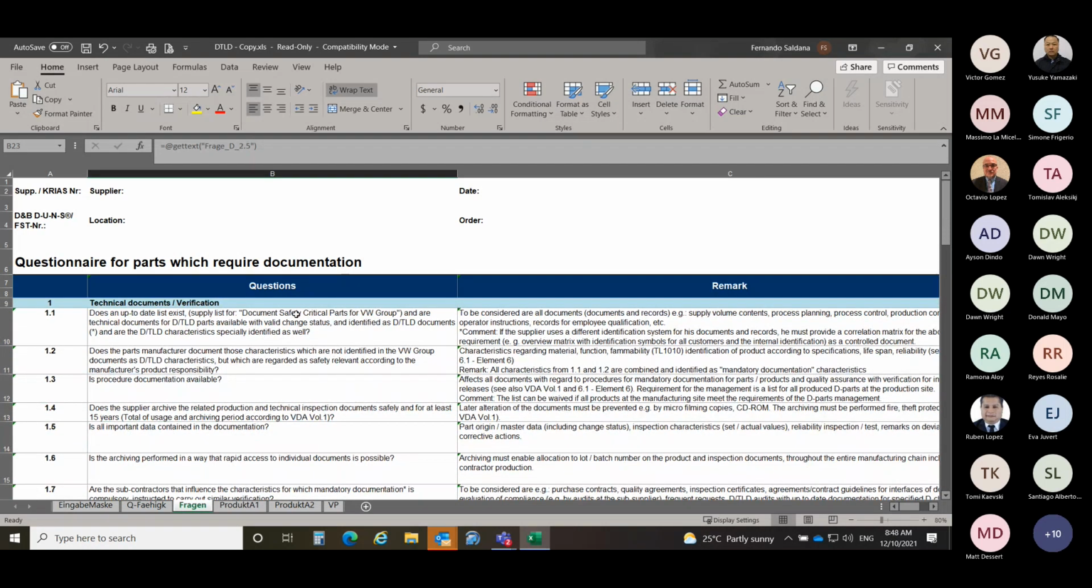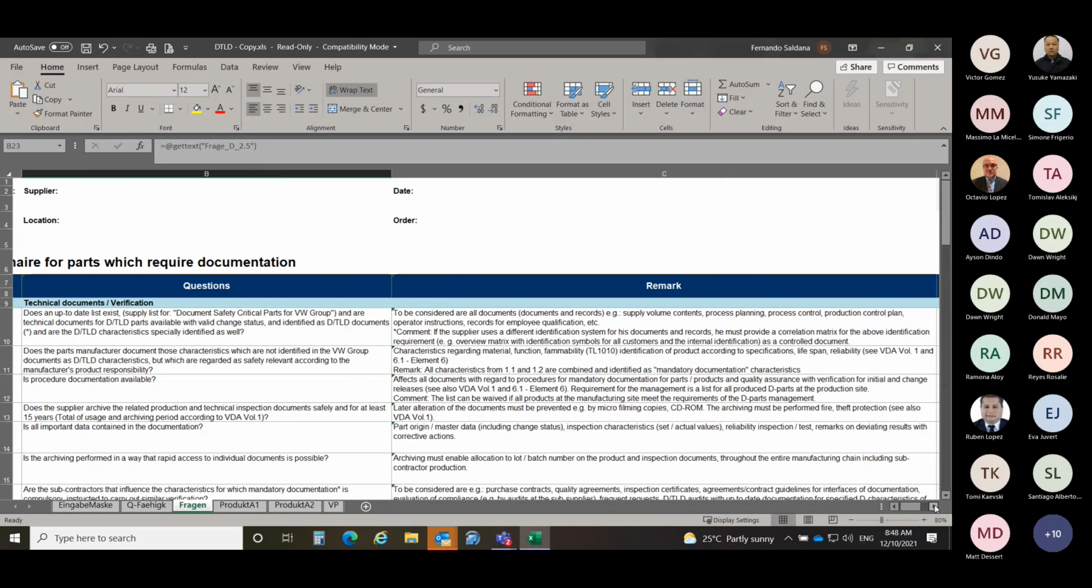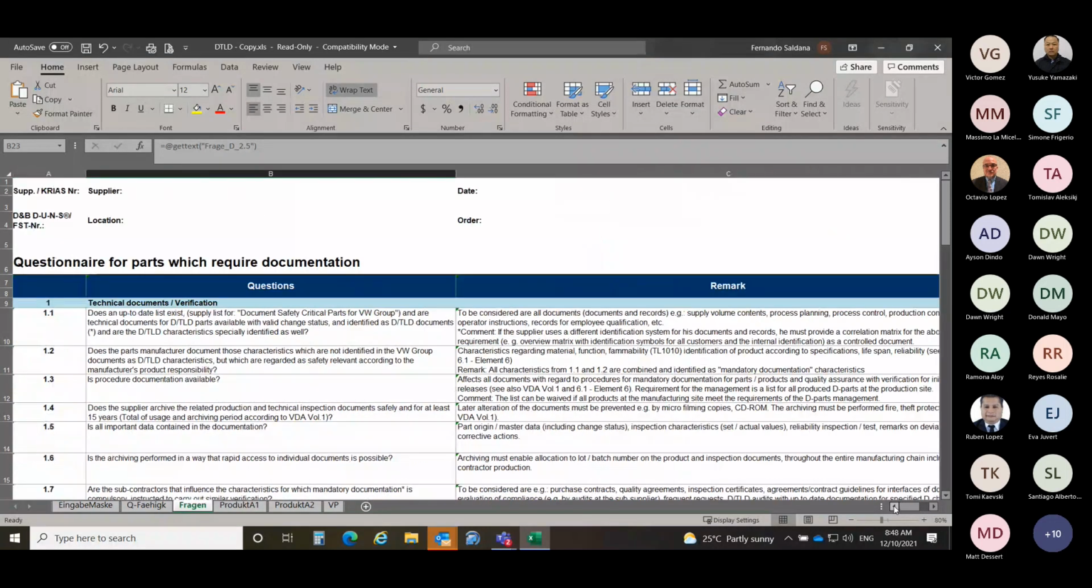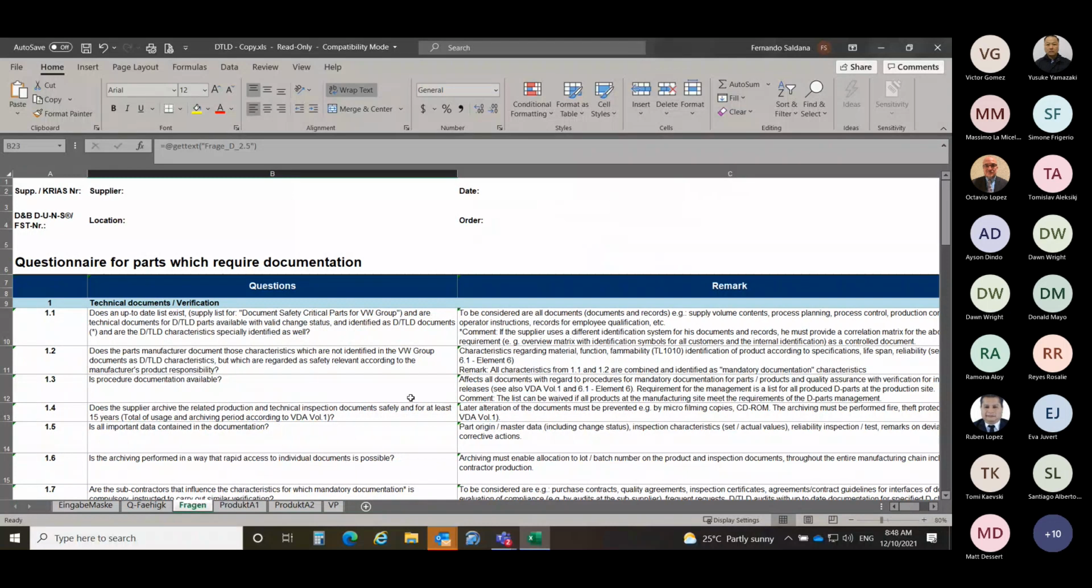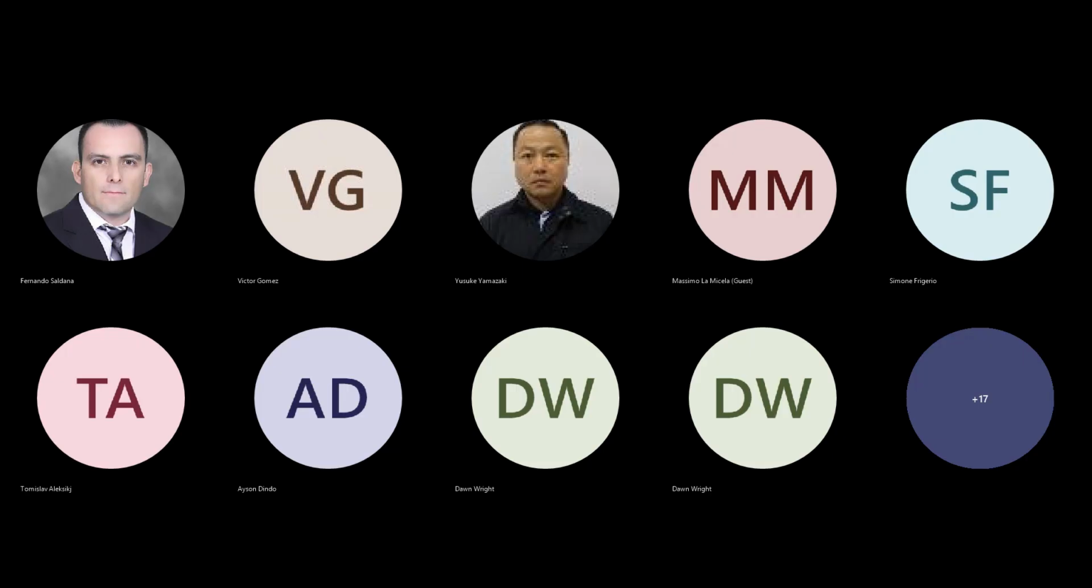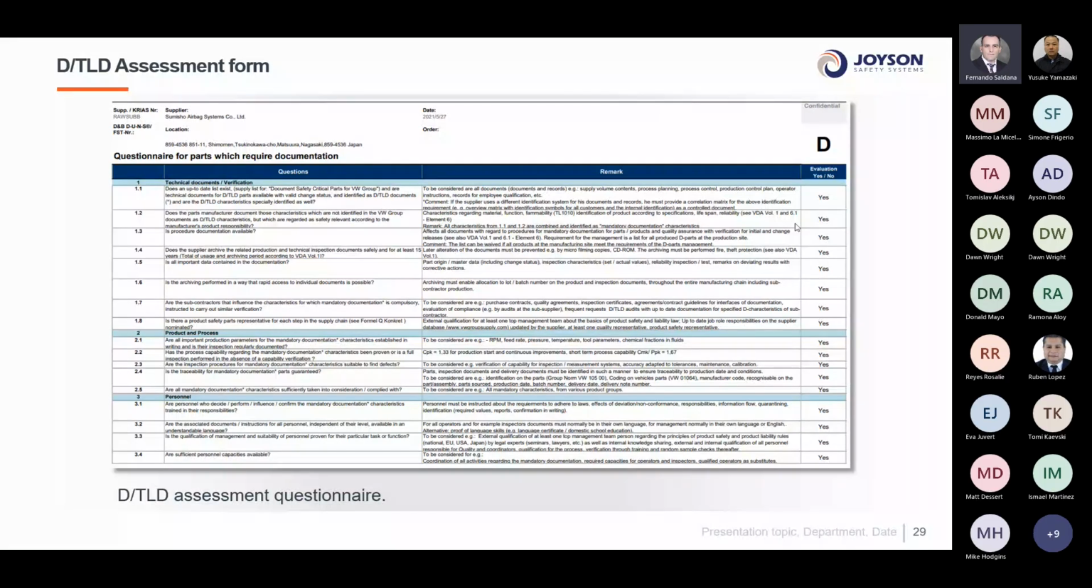So this is pretty much the assessment of D-TLD. As you can see, it's a simple one, a small assessment. At the end, can you go back to the presentation, please, Victor? At the end, the expectation is to have this assessment complete. The ideal is to have only yes as answers. But in case of no, you have to come up with an action plan. But that's it, basically.